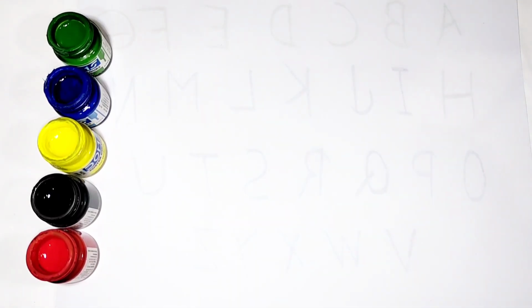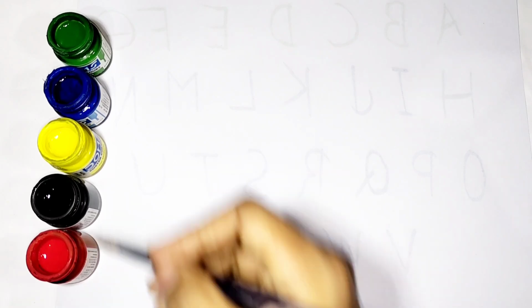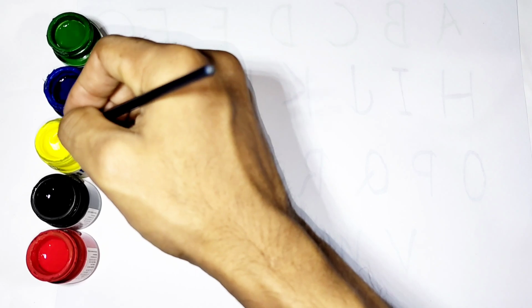Today we draw capital letter alphabets. First we are using and mixing the color of yellow.